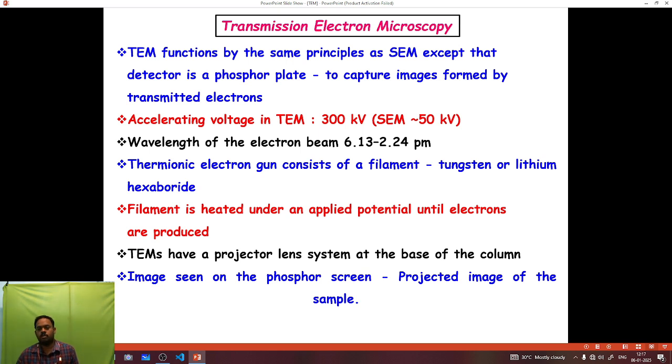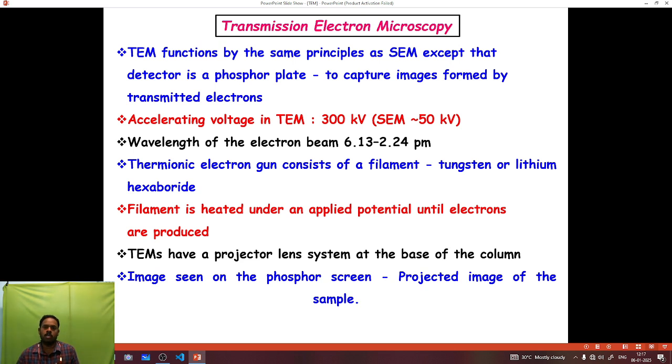The material present in the filament may vary depending upon the instrument manufacturer. So typically the instrument uses tungsten or lanthanum hexaboride. In a typical process, the filament is heated under the applied potential until the electrons are produced, and the produced electrons will be accelerated through the apertures in the range of 300 to 500 kilovolt, depending on the instrument configuration.